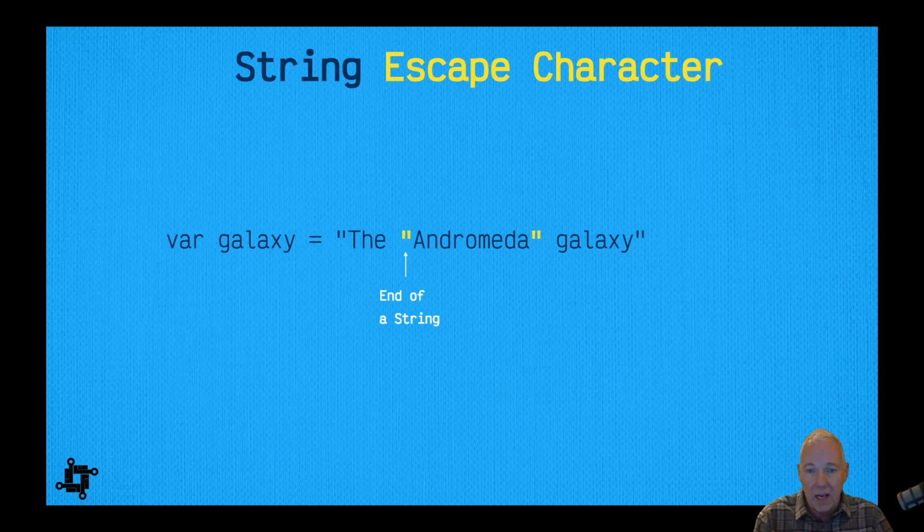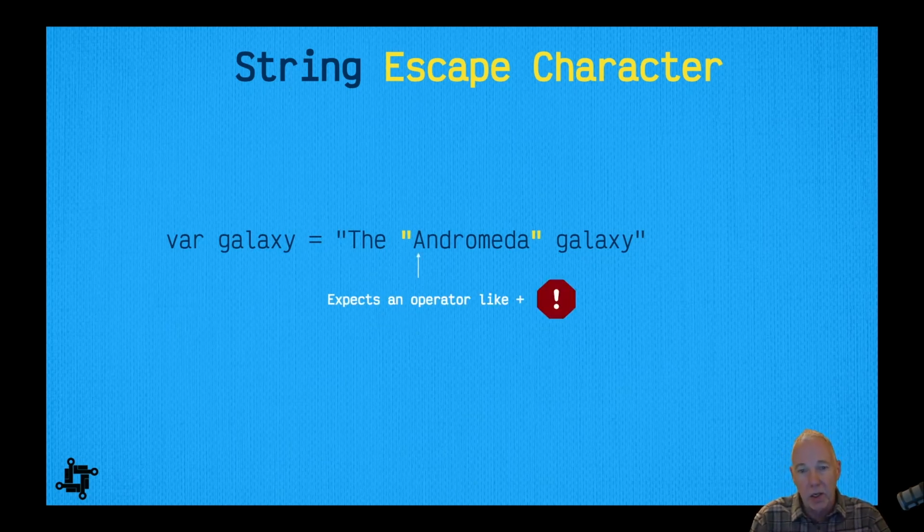So if that's the end of the string, which it really is not what we want, then what happens is the next character, it would have expected, say, a plus for concatenation or the end of the statement completely. In this case, it sees a letter A, which it does not understand at all. And so that is going to be a compiler error. And so this is not going to work. But this is where escape characters come in to help us.